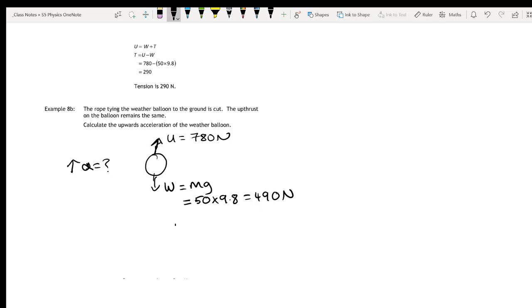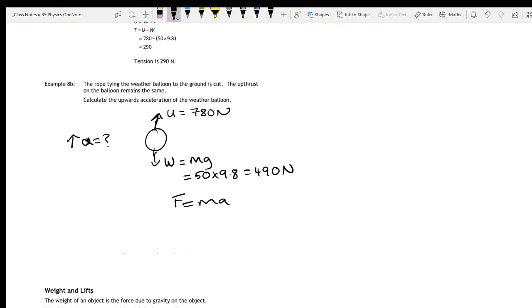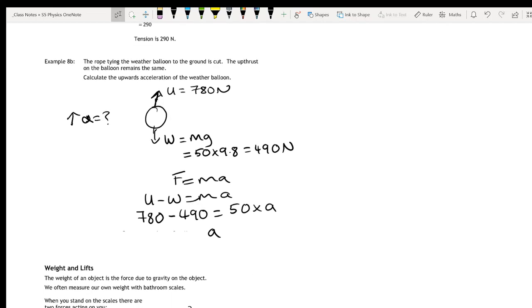So for this one, F equals ma. There's a lot of F equals ma in this booklet. So in this case we've got upthrust take away the weight is the mass times acceleration. So 780 take away 490 is 50 times by acceleration. So the acceleration will be 290 divided by 50, which is 5.8 meters per second squared.